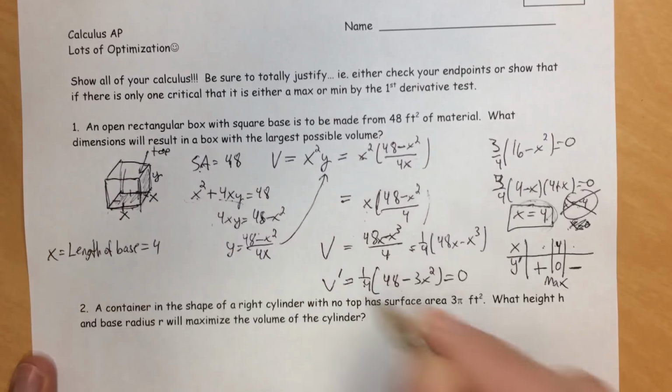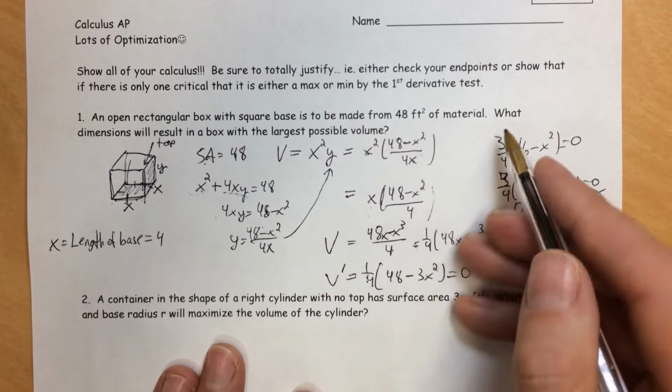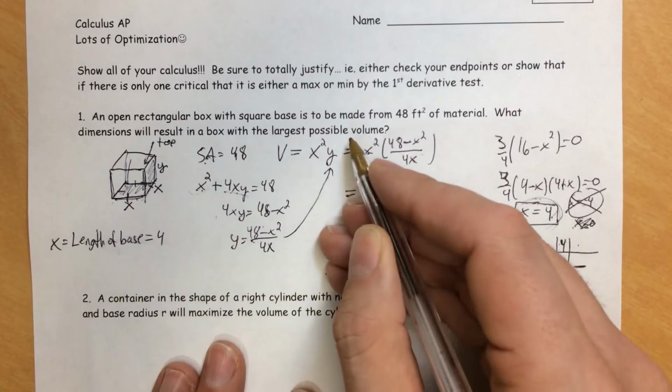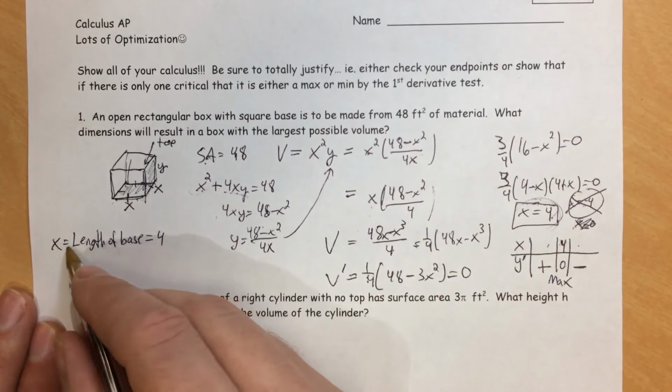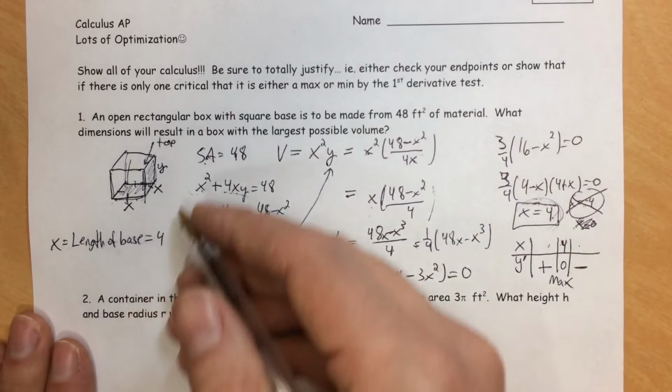That's what x was. That is one of the dimensions. And we need to make sure we're actually answering the question here. It says, what dimensions will result in a box with the largest possible volume? So that's only the length. We also need to find the height of the box.